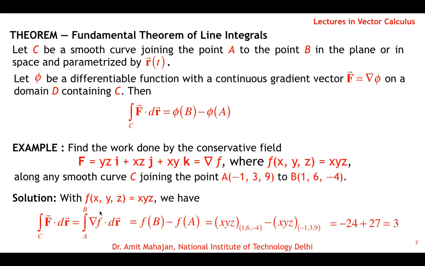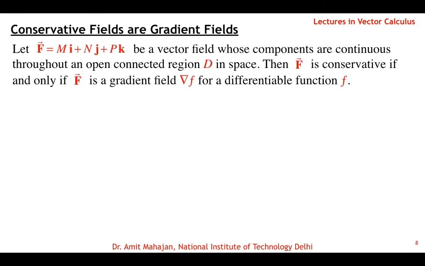It is easier to solve if you know that there is a conservative field, but then you need to know what the corresponding potential function is for that field. Okay, and if you know that and the endpoints, then you can find the work done. This definition says that the conservative fields are gradient fields.